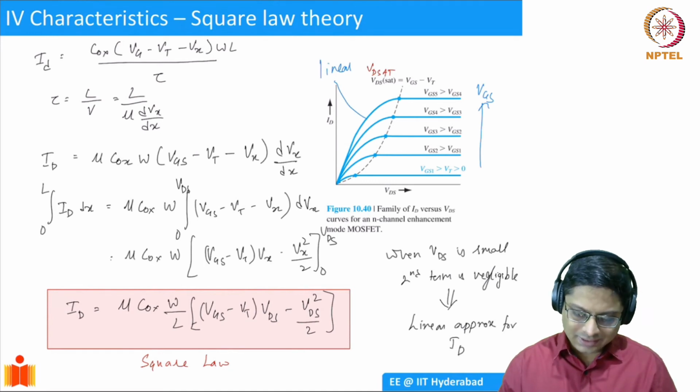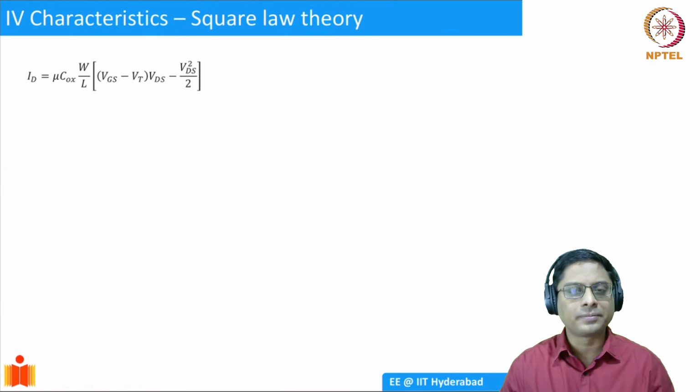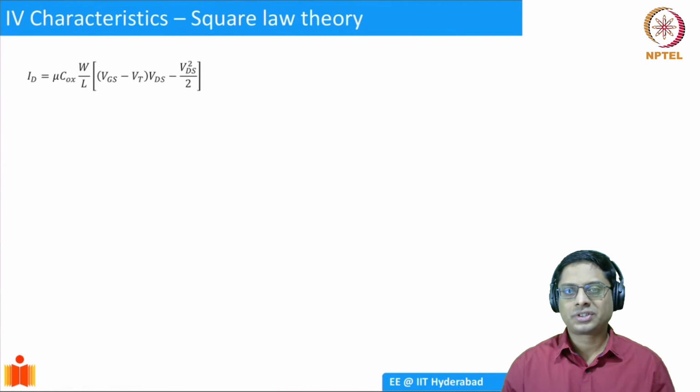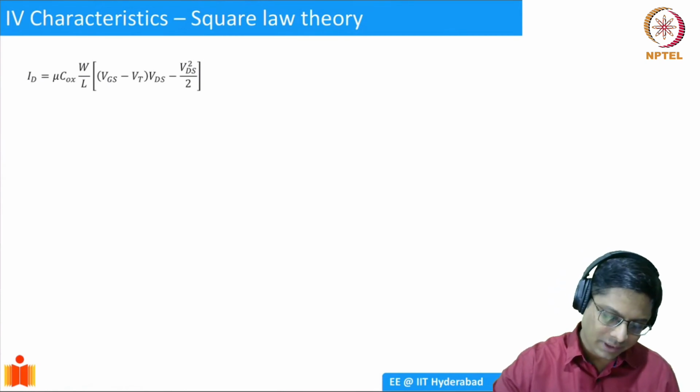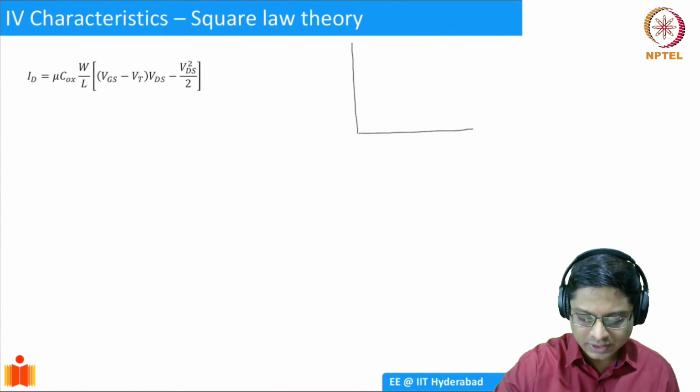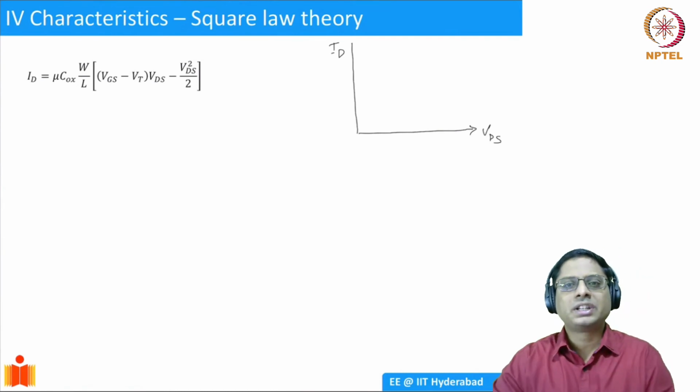Let's analyze that a little bit more. So I'll again take this expression. And now what we are saying is, if you just purely look at this expression, how will the current change with respect to VDS? Take a moment and think about it. So let's try to plot ID versus VDS just based on the equation.